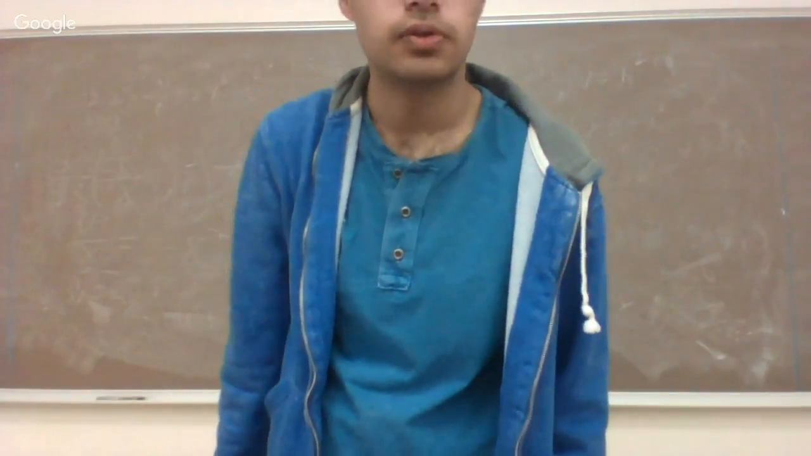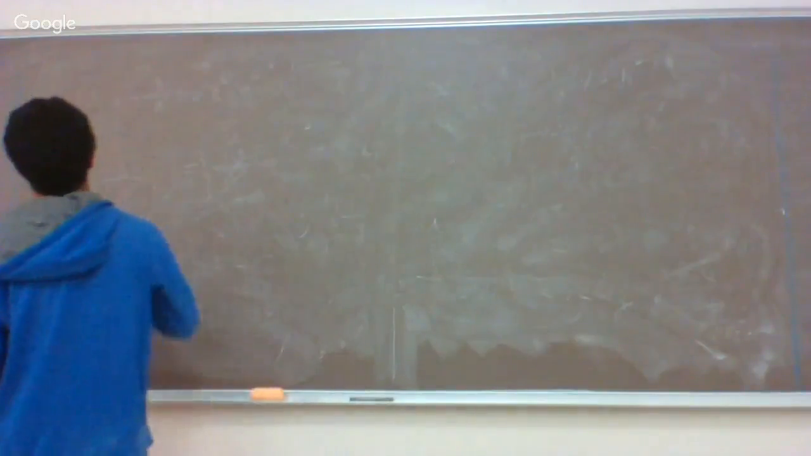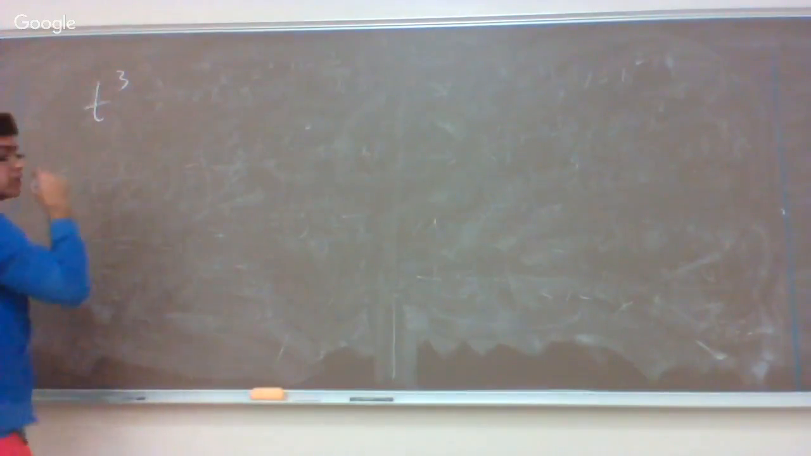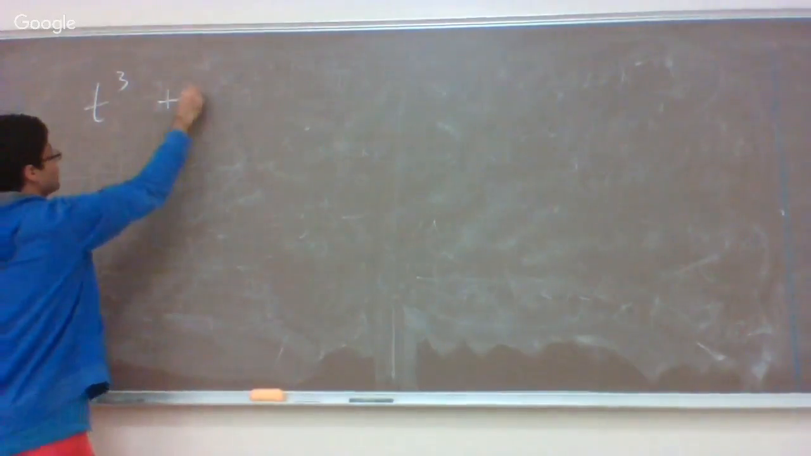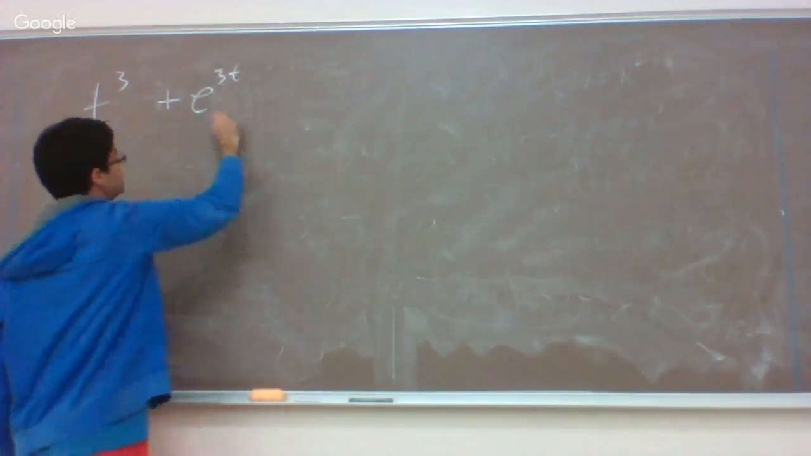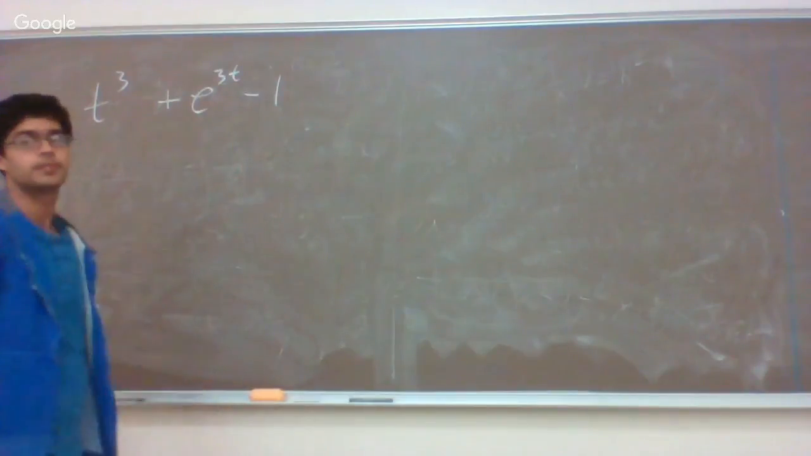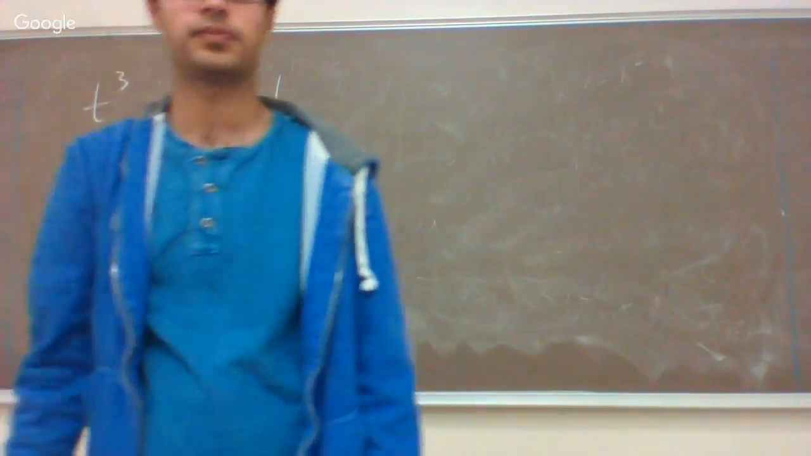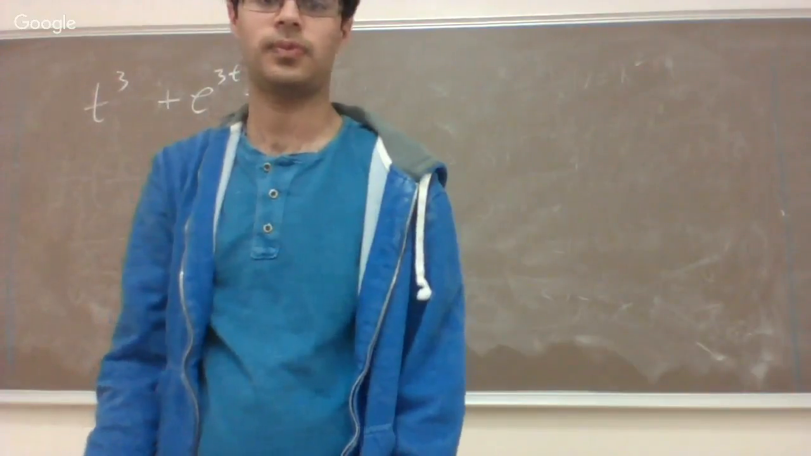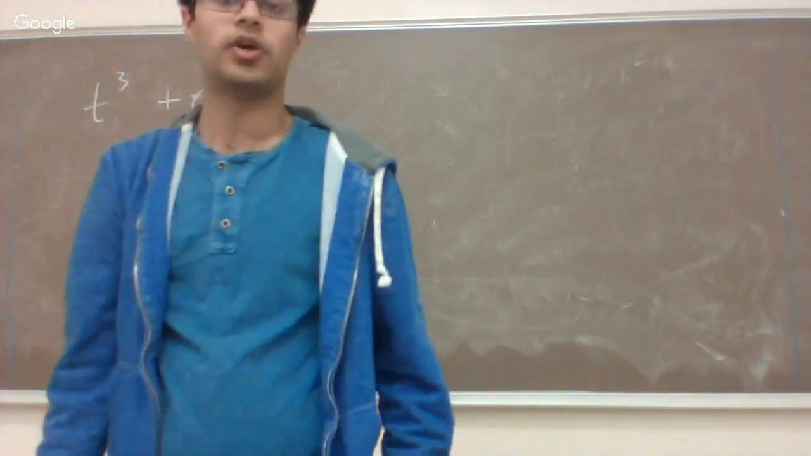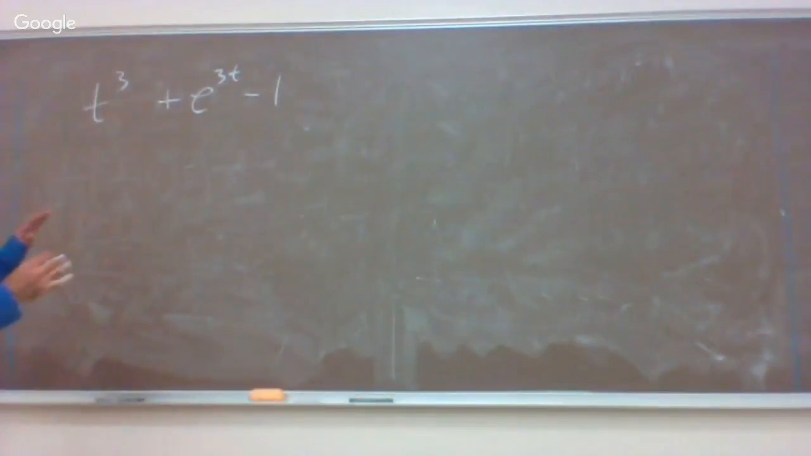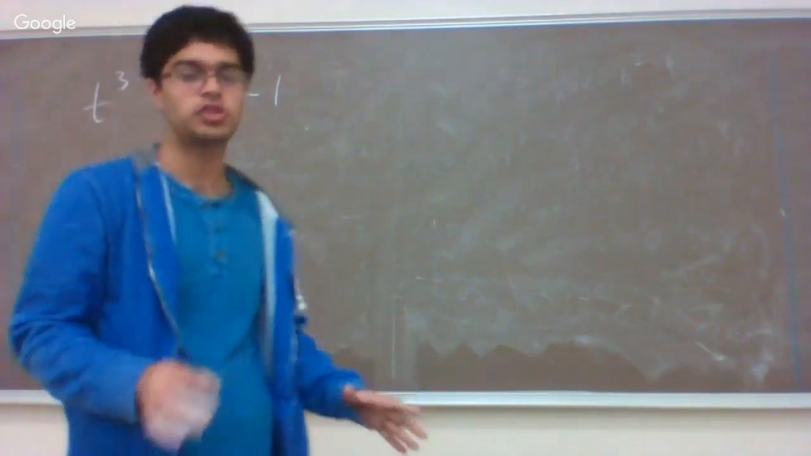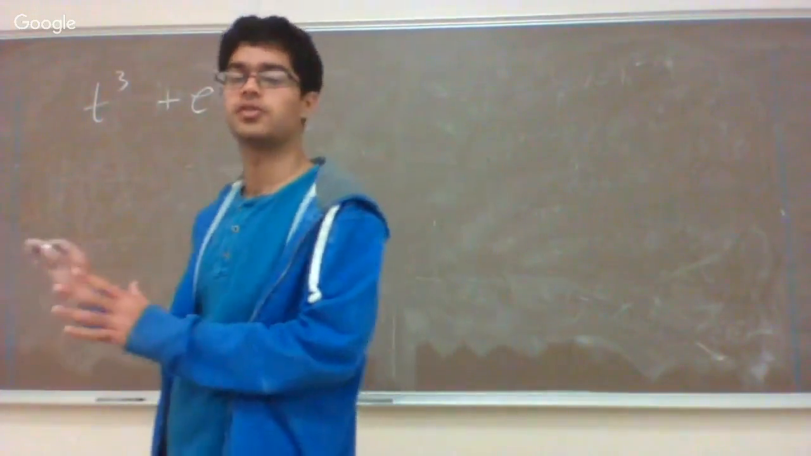So we have the problem, plus 3t minus 1. Okay. So the way to do it is, kind of like, we have to find the differential operators that can essentially make this equal to 0.